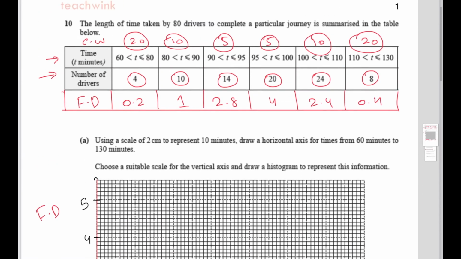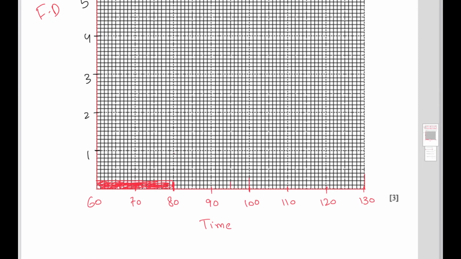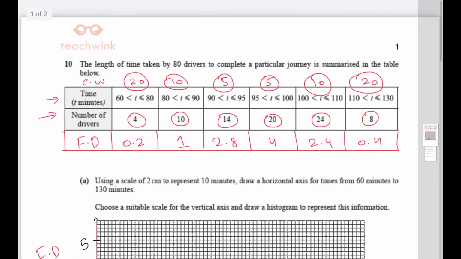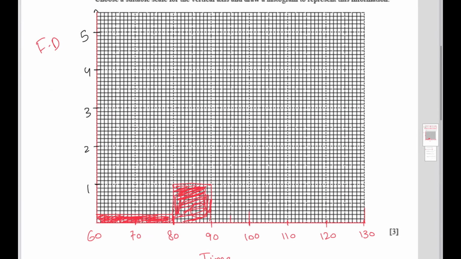Then the next one would be from 80 to 90, making it 1. From 80 to 90, it will go like this. And this would be the bar of the histogram for this class interval from 80 to 90. Okay, the next one would be from 90 to 95. From 90 to 95 is somewhere around here.